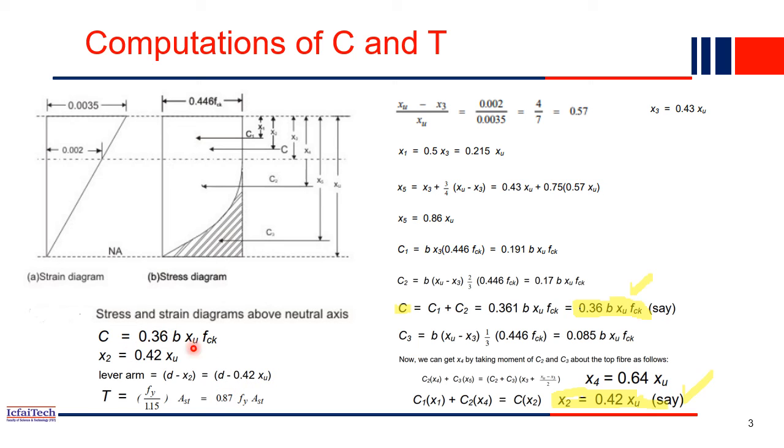So these four equations you have to remember from this derivation. First one is C. What is the value of C? C is 0.36 B fck xu. What is x2? x2 is 0.42 xu. And what is T? T is the total tension force, which is 0.87 fy Ast. And lever arm means distance between C and T, which is D minus 0.42 xu. These are the formulas we will require in the next class also for derivation, and subsequently we will solve the problem.